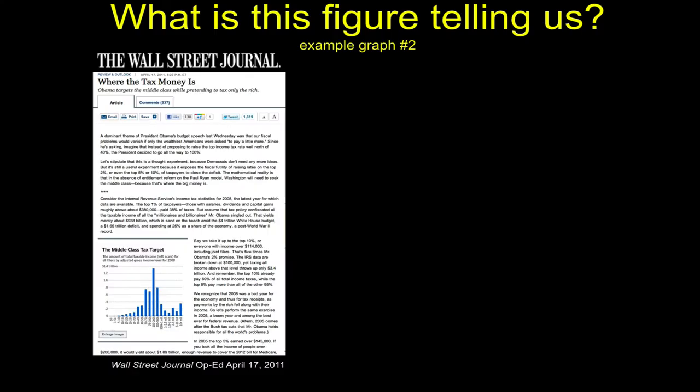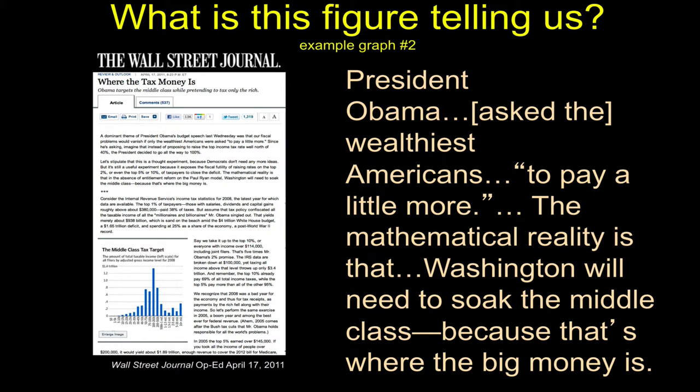Okay, how about this one? This is a figure that appeared in the Wall Street Journal several years ago now. And the text reads as follows. President Obama asked the wealthiest Americans to pay, this was over a bill regarding taxes, to pay a little more. The mathematical reality is that Washington will need to soak the middle class because that's where the big money is.